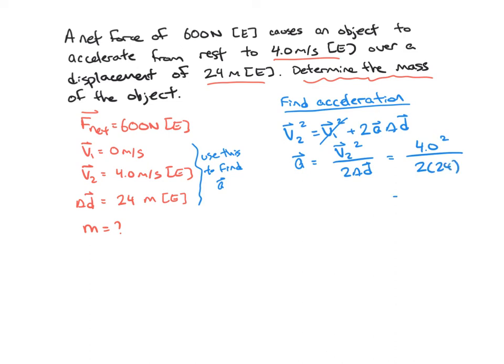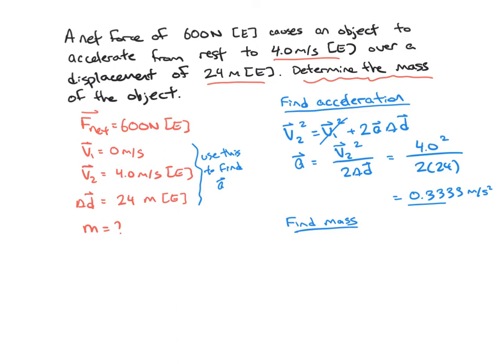So that's 4 squared is 16, divided by 2 times 24 is 48. So I'm looking at 16 over 48, which is a third. So what I'll do is I'll just write 0.3333. It's repeated, okay, in the calculator. I'm just going to keep a couple of extra digits and underline 2 significant figures to keep track of it. All right, now I have the acceleration. I can find my mass.